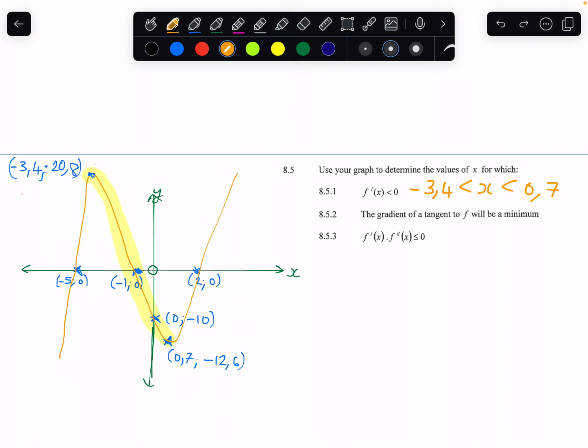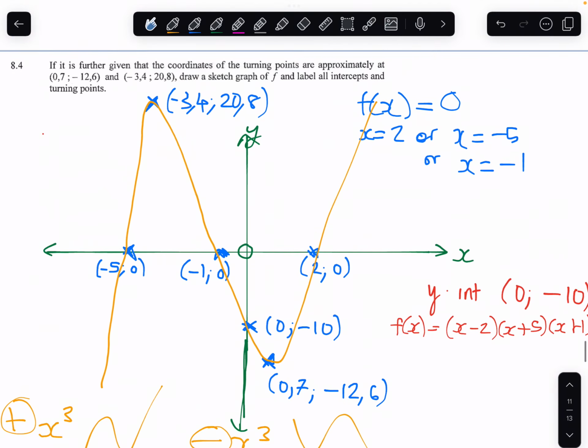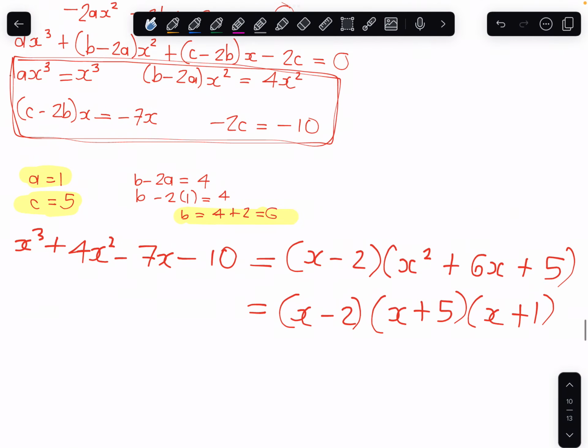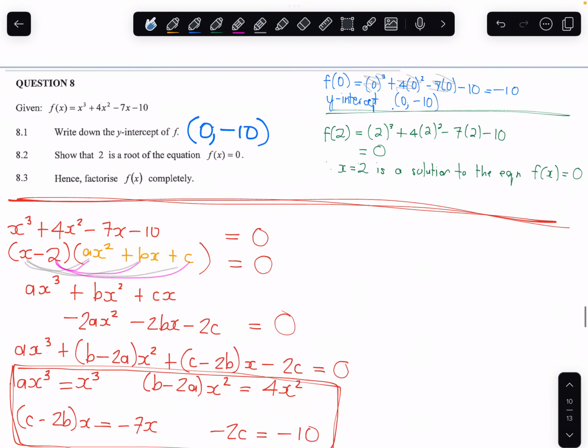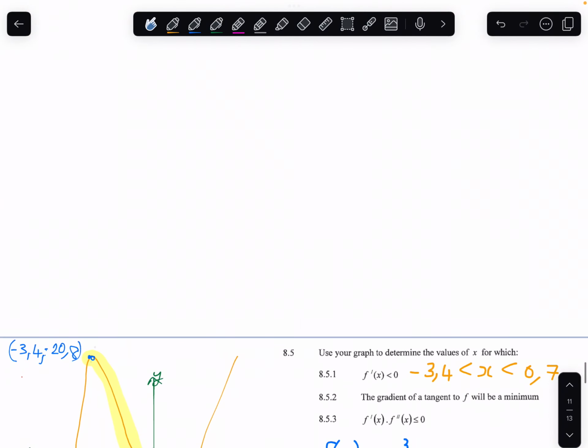So let's look at the expression for f prime, right? So f prime x, well, okay, first let's remind ourselves what is the function to begin with. So that is f of x is equal to x cubed plus 4x squared minus 7x minus 10.